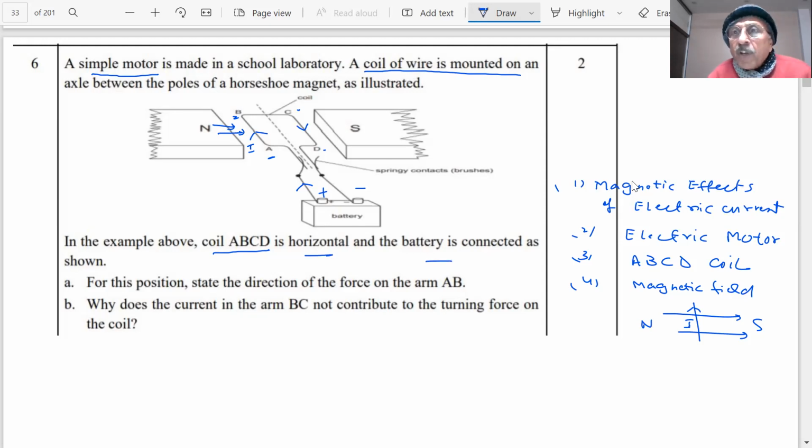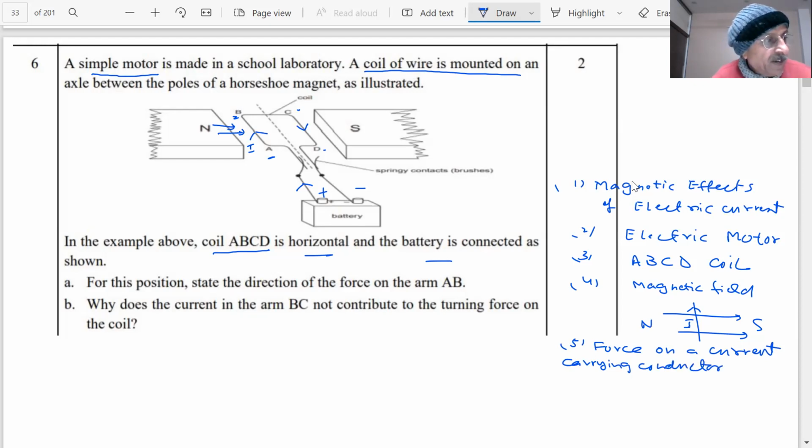In the above, coil ABCD is horizontal and battery is connected as shown. All right, understood the question, seen the diagram. Now you already know what we are talking about here. When a current is flowing into the coil in a magnetic field, what happens? There will be a force on a current carrying conductor. You have studied, student, force on a current carrying conductor placed in a magnetic field.